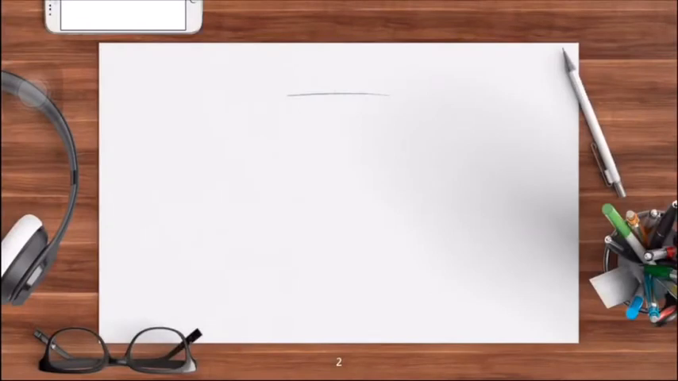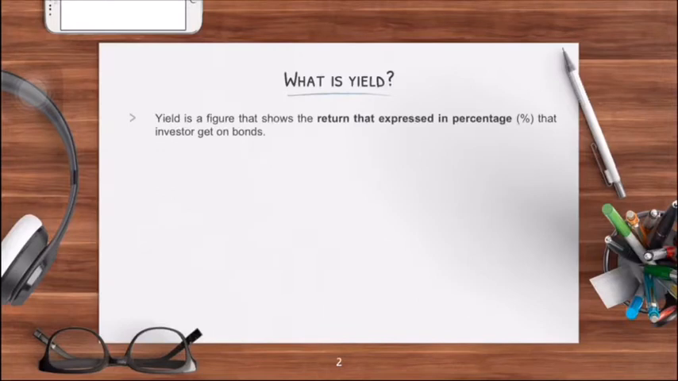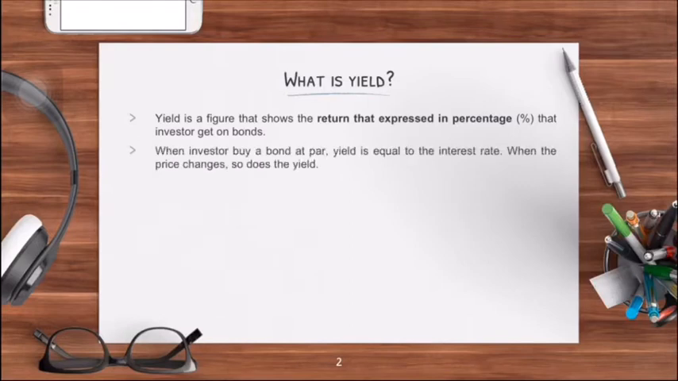First of all, we need to know what yield is. Yield is a figure that shows the return, expressed in percentage, that an investor gets on bonds. When an investor buys a bond at par, yield is equal to the interest rate. When the price changes, so does the yield.